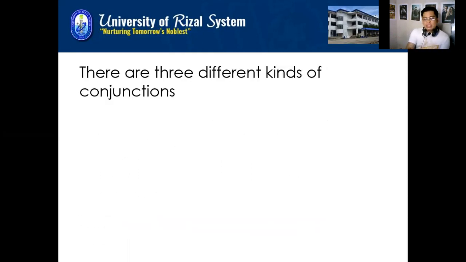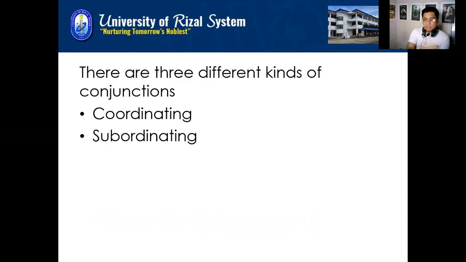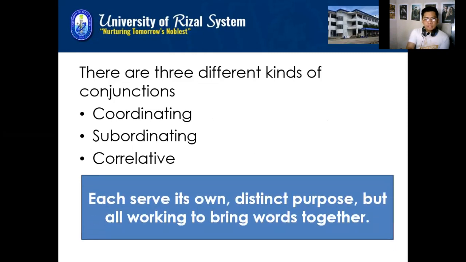There are three kinds of conjunctions: coordinating conjunction, subordinating conjunction, and correlative conjunction. Each serves its own distinct purpose, but all work to bring words together, because in a sentence there is a possibility that there are coordinating conjunctions and subordinating conjunctions at the same time. That depends on how they are used in a sentence.